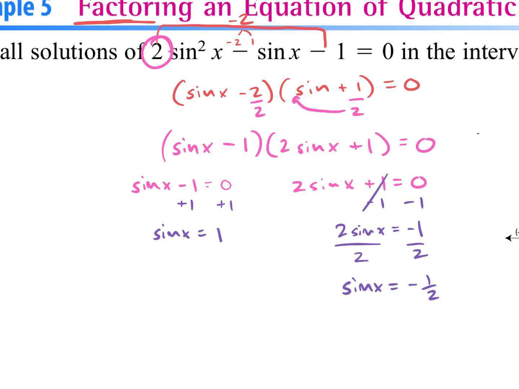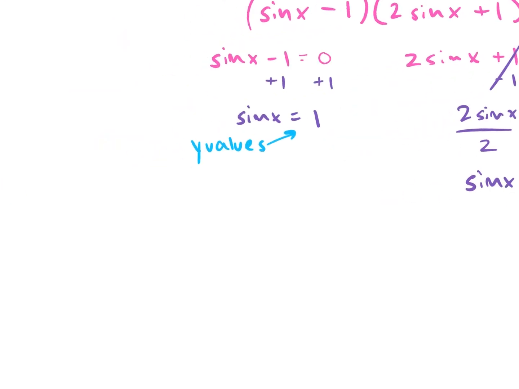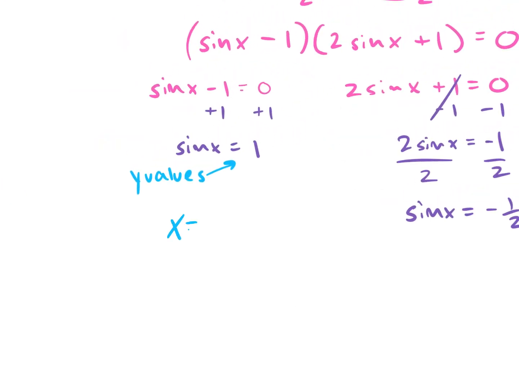Sine tells me I have to look at what values on the unit circle. Y values. So I need to see where my y value is 1. So going to my unit circle, where is my y value 1? Pi over 2. My y value is 1. Is that the only place? Yes. So this would be x is equal to pi over 2.